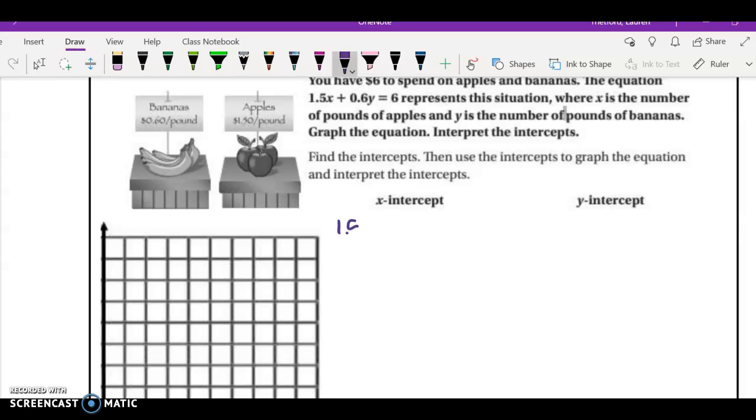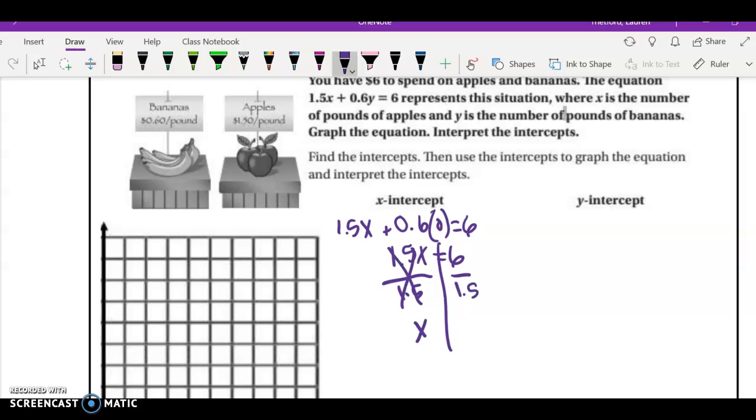So we have 1.5x plus 0.6y equals 6. And whenever I'm finding that x-intercept, I plug in a 0 for the opposite. So 0.6 times 0 is just 0. So that leaves me with 1.5x equals 6. And now I'm going to solve for that. To do that, I'm going to divide by 1.5 on both sides. And that cancels. So I have x equals 4. So my x-intercept is (4, 0).